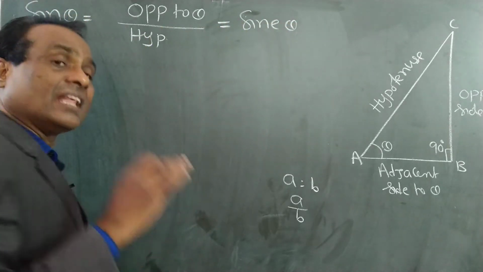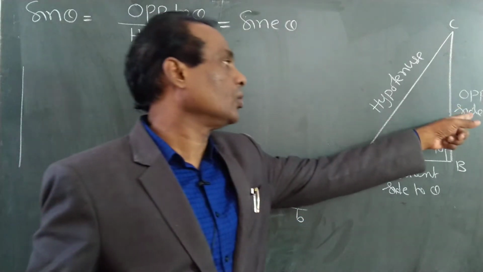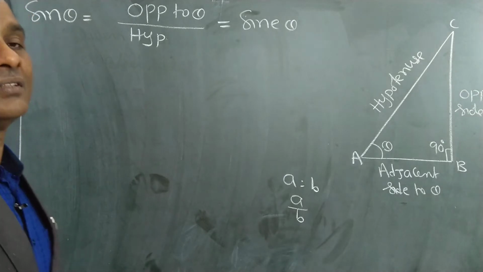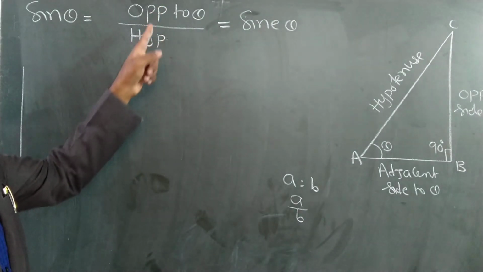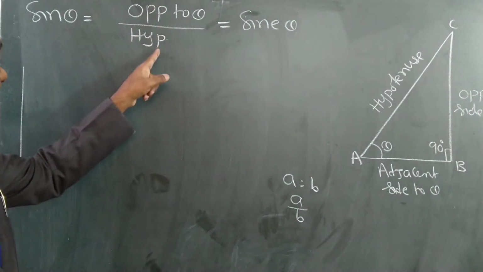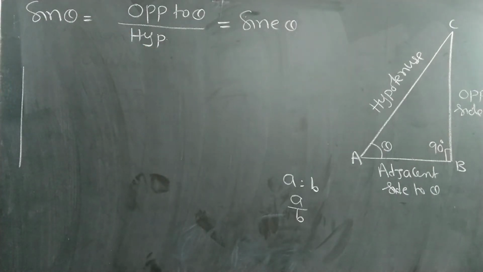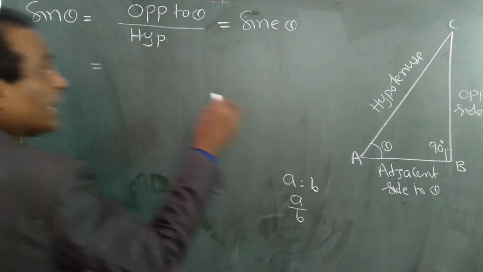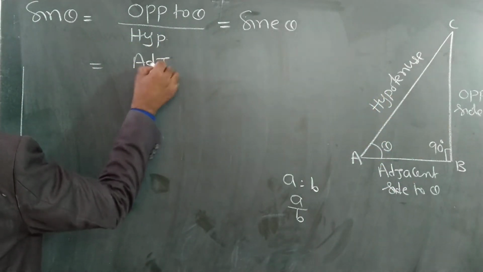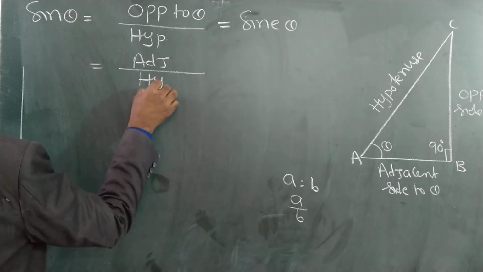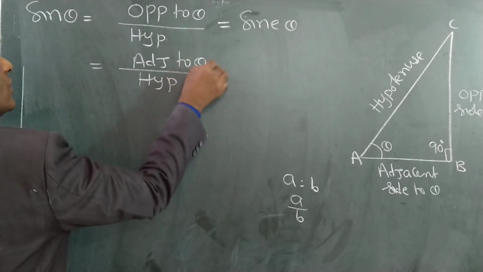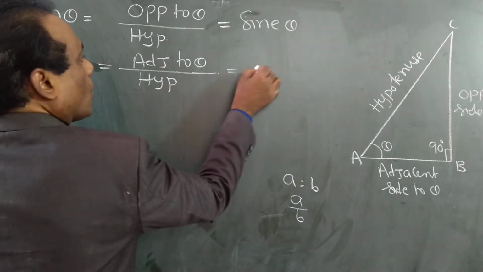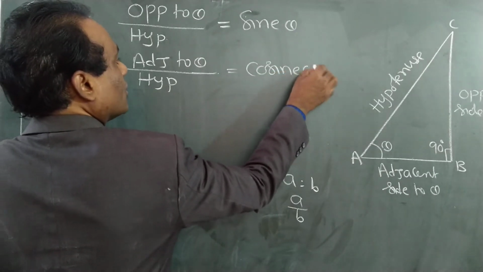What is this sine? It is a name of this ratio. This side to this side, the ratio is named as sine theta: opposite side by hypotenuse. Similarly, this side to this side ratio, this adjacent side by hypotenuse. Adjacent means adjacent to theta. So this ratio is named as cosine theta.